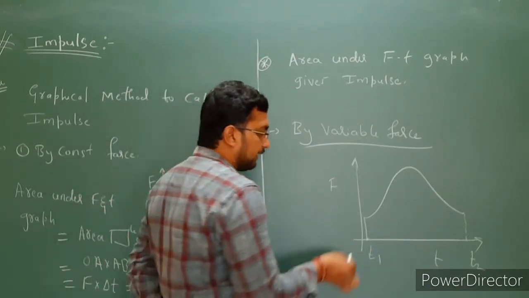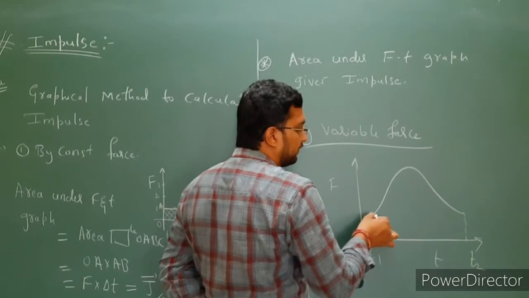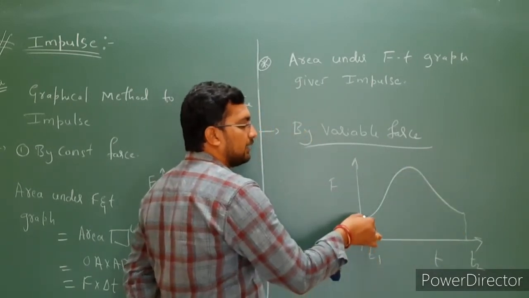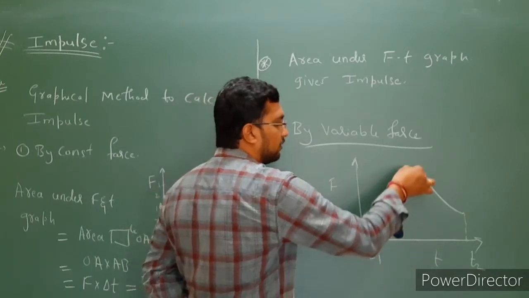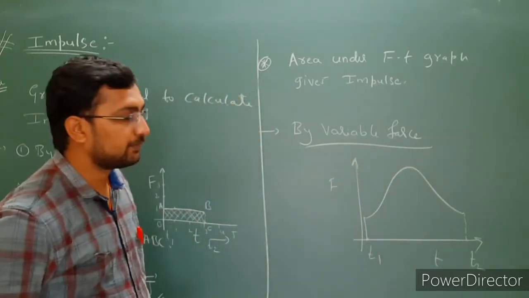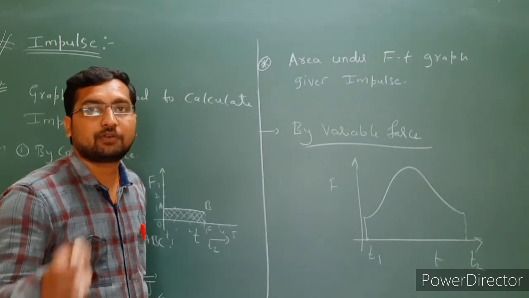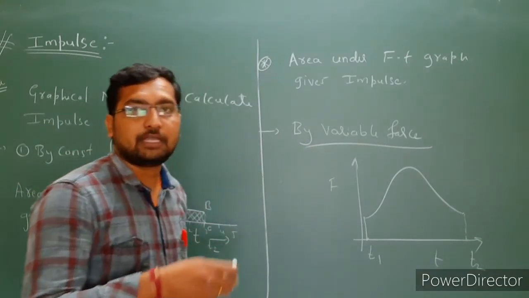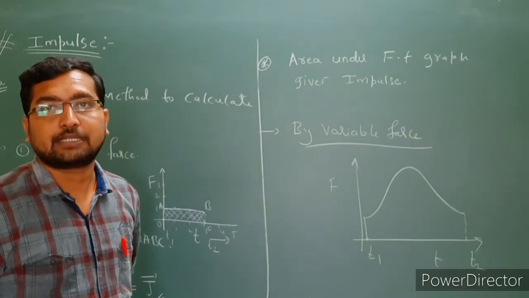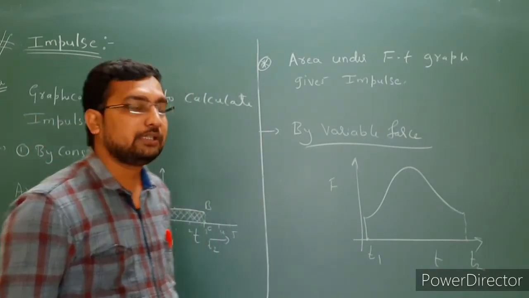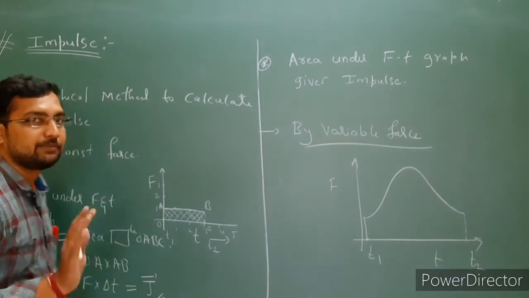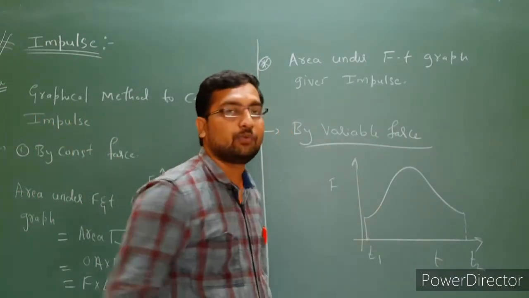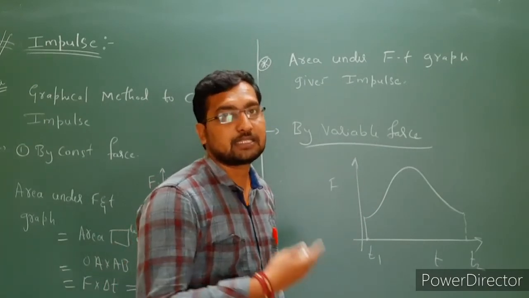In this case the magnitude of the force changes with respect to the time. At this time the force is this much, at this time the force is this much. So this graph indicates that a variable force is acting on the body. Here we are going to calculate the impulse. To calculate the impulse, we assume that the force must be constant. But in this case the force is variable. Then how to find the impulse in this case?